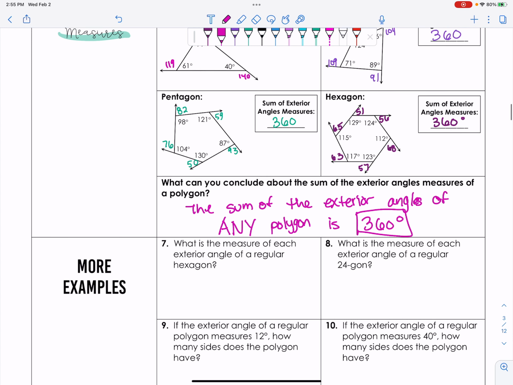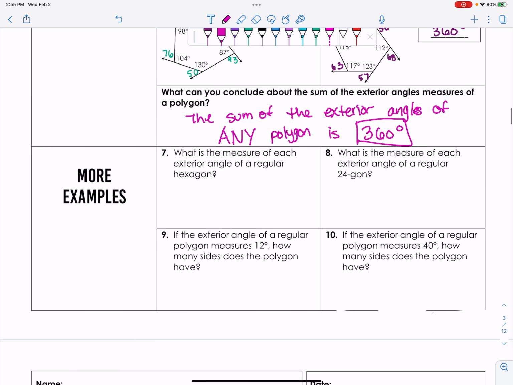So let's take this into a couple questions. We want to know the measure of each exterior angle of a regular hexagon. A hexagon is a 6-sided figure, so if all of our exterior angles have to add to 360 and it's a regular hexagon, that means all of the angles have to be the same. So we're going to divide by 6, and we are going to get 60 degrees as each individual exterior angle.